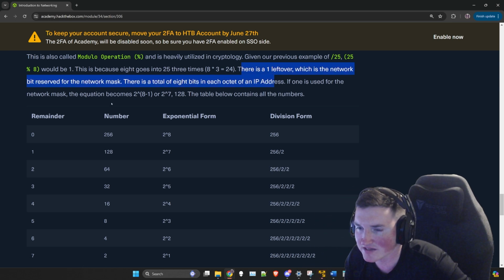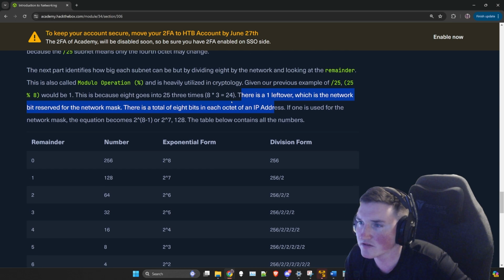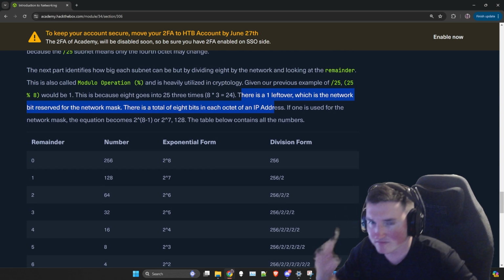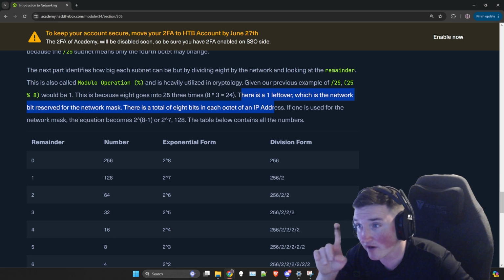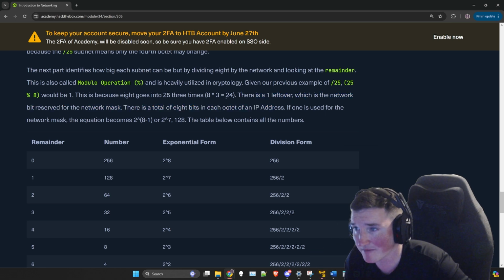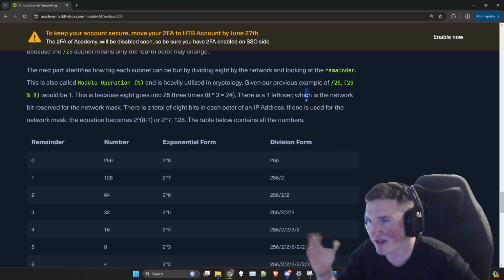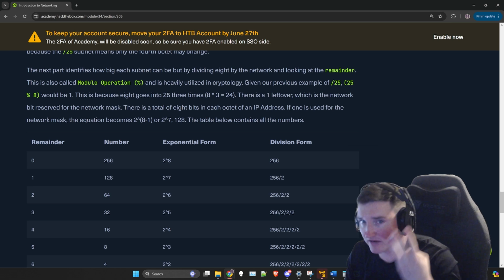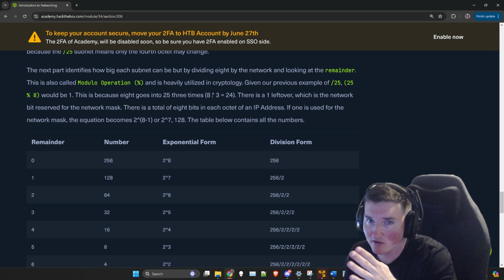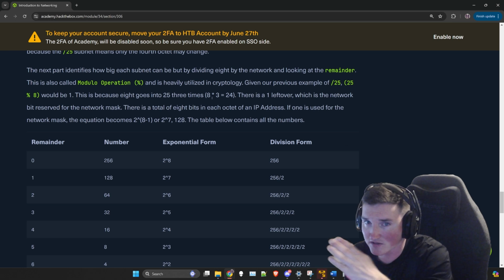So there's 1 left over, which is the network bit reserved for the network mask. So what they're saying is, if you wanted the /25 network, just look at the modulo operation, which is left over 1. You might say, what are you talking about? Well, this is just basic. They're doing it quickly, and this is what I already did. I just didn't break it down this way. Because the octets are 8 bits, I know I'm going to get 24. The remainder is 1. There's your 25th.